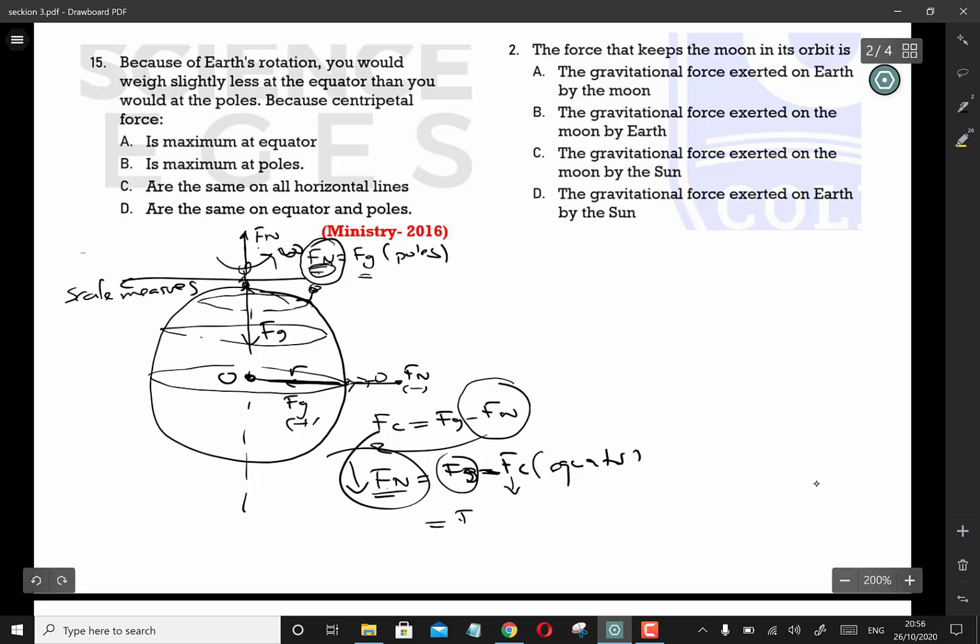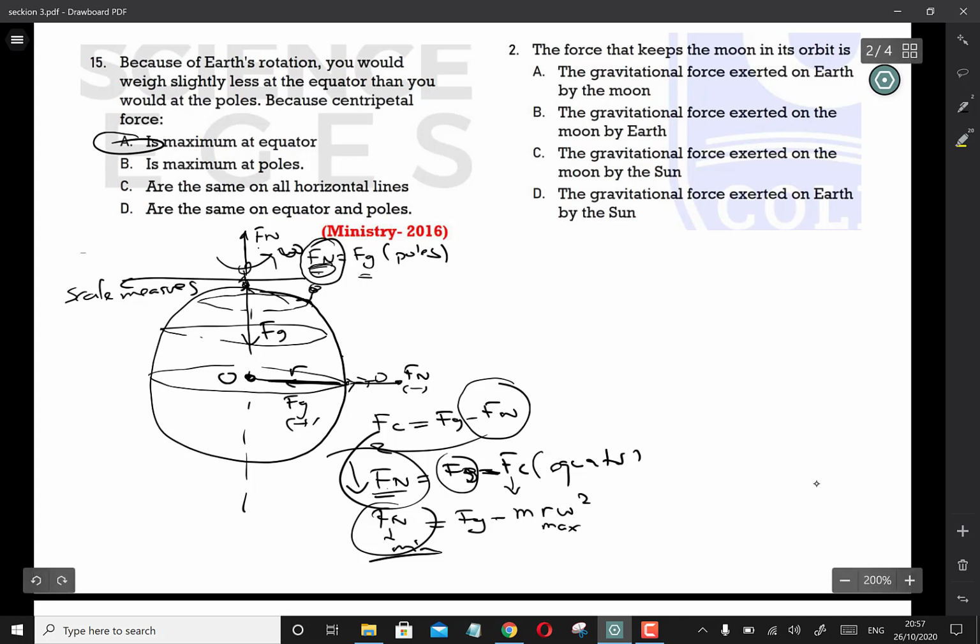If I write the equation for centripetal force, it is m R omega squared. Omega is the same for every portion of the Earth because the Earth is a rigid object. But R is maximum at the equator. That's why Fn gets a minimum at the equator. So the reason is that the centripetal force is maximum at the equator, Fn is minimum, and the scale measures slightly less at the equator than at the poles.